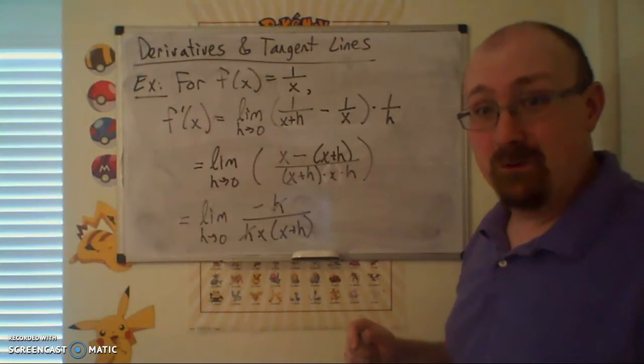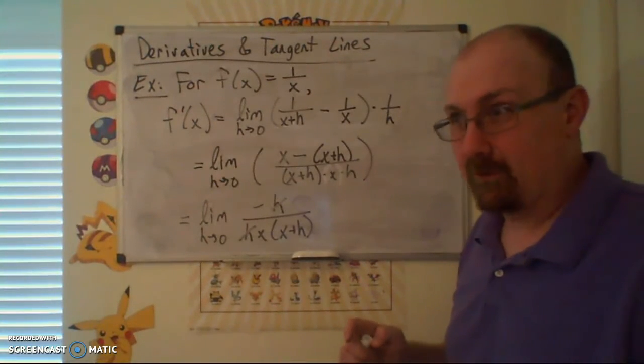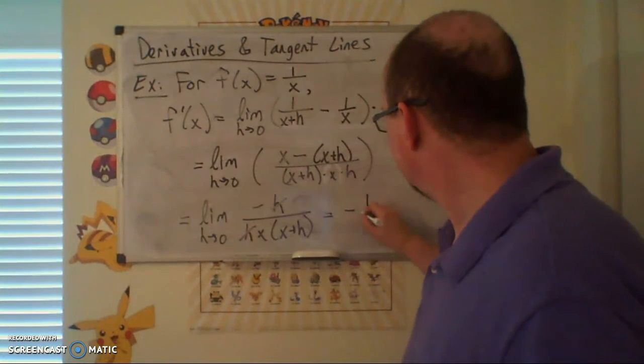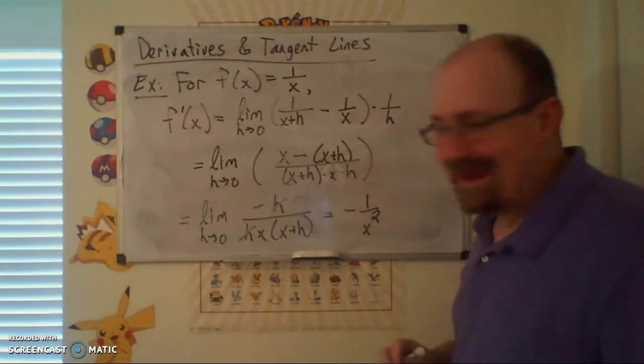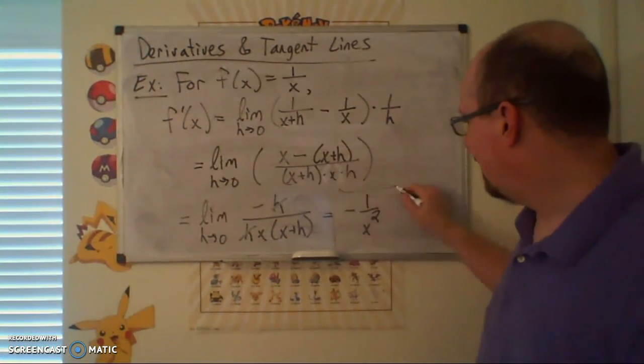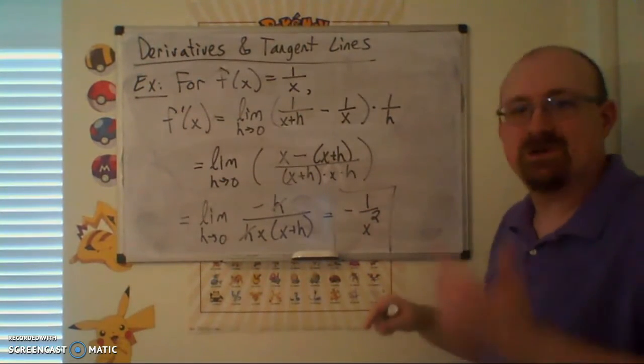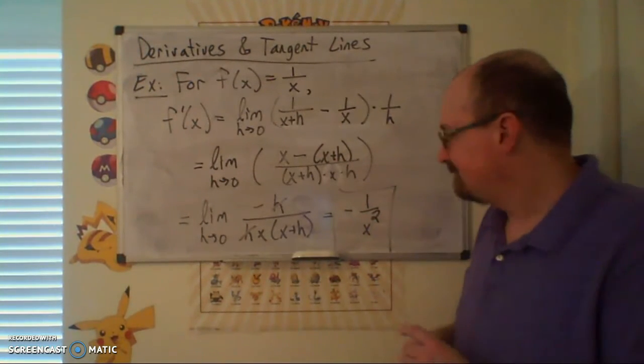Again, I can now do a direct substitution. Plugging in h equals 0 doesn't cause bad things to happen. So I have negative 1 over x squared. Again, notice there is a separation there. It's minus 1 over x squared.